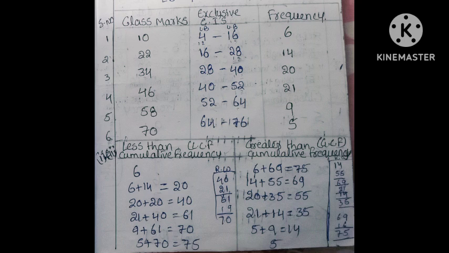Next, the fourth frequency is 21. So 21 plus 14 equals 35. Next, third frequency 20 plus 35 equals 55. Next, second frequency 14 plus 55 equals 69. Next, first frequency 6 plus 69 equals 75. Here, in the less than cumulative frequencies the last one is 75, and in the greater than cumulative frequencies the first one is 75.